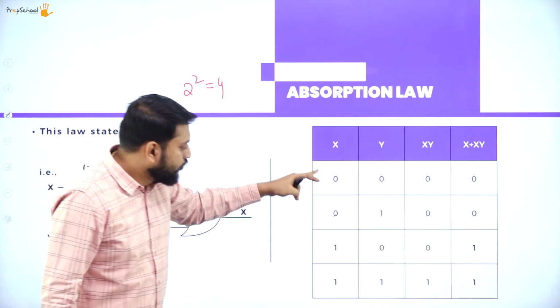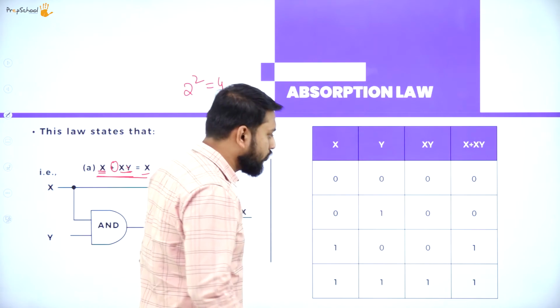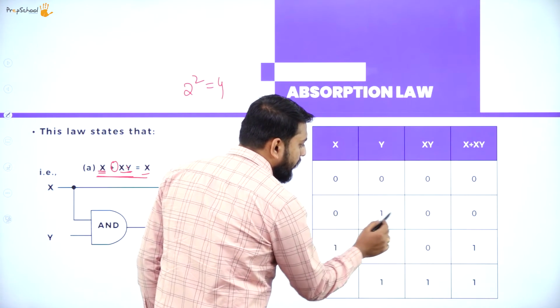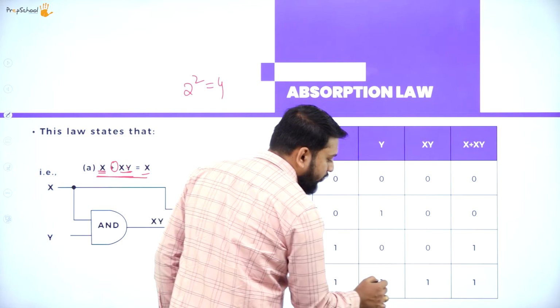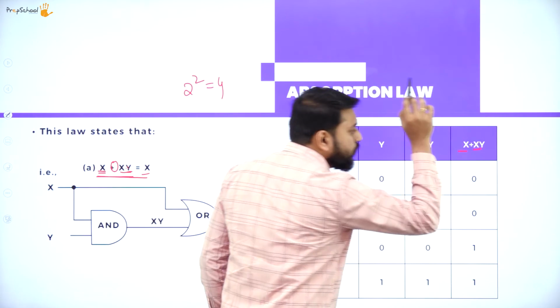So fine. So you all know how to write these two columns. The next one is x into y. You all know how to calculate AND. Alright, 0 into 0 is 0, 0 into 1 is 0, 1 into 0 is 0, 1 into 1 is 1. So fine. Now x plus x into y.